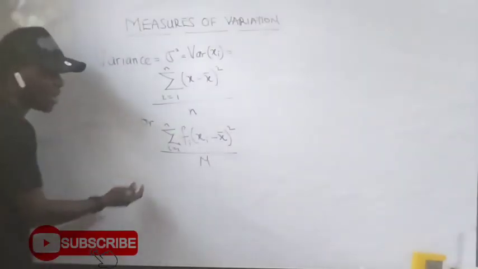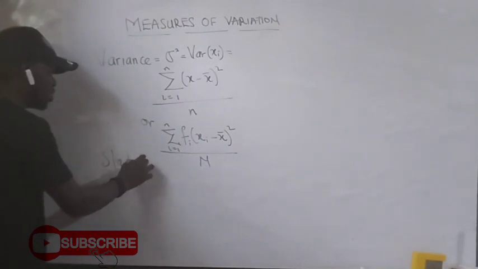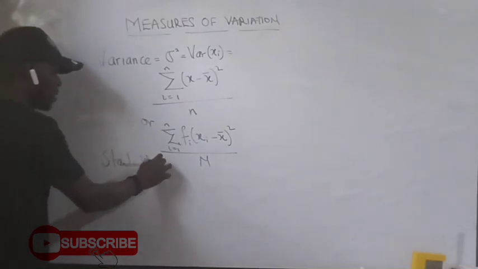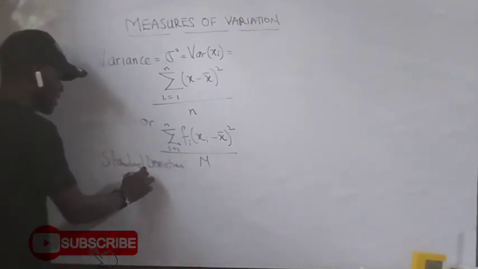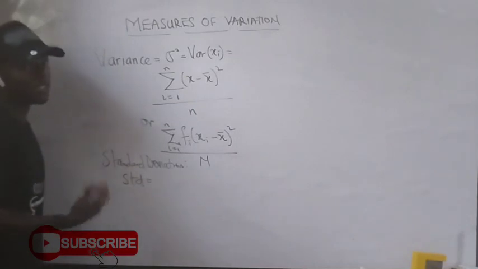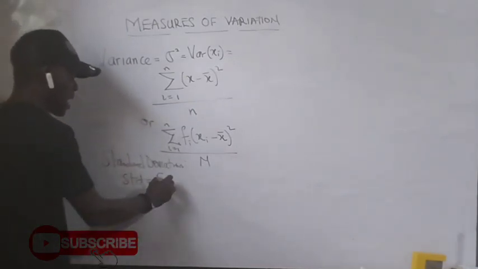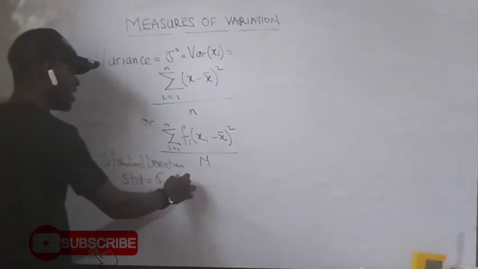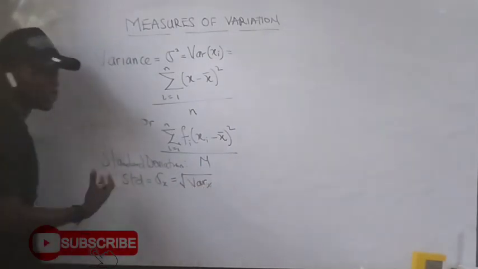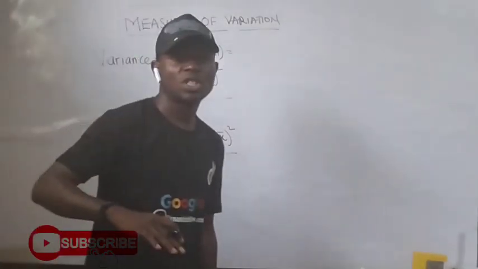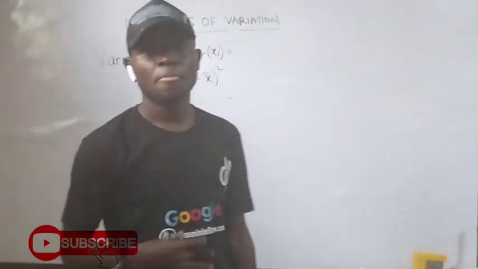Now, it's as easy as this, in the sense that your standard deviation, which in most cases we denote as STD, not sexually transmitted disease, just standard deviation. We denote it with sigma, perhaps, of x, equals just the square root of variance. So the moment you compute your variance, you can easily find your standard deviation by just square rooting your variance. You'll be having your standard deviation.